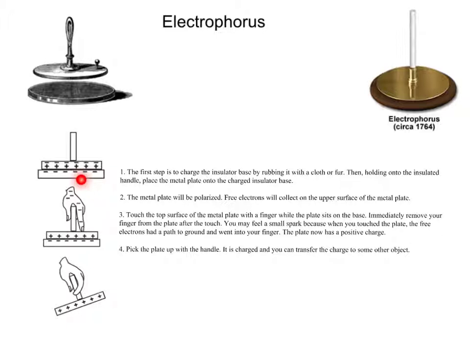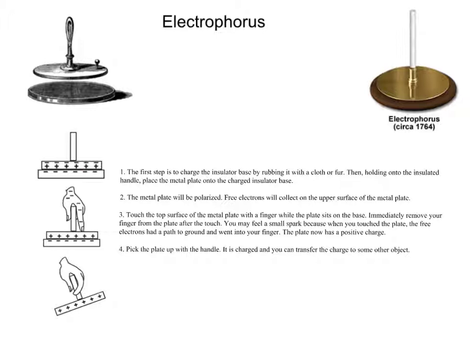For example, we could make an electrophorus very easily with a pie plate and a styrofoam cup, and then rub a piece of plastic with a cloth, and we charge up that piece of plastic. Put the pie plate on there by holding on to the styrofoam cup that's attached to the pie plate, and we'd be able to get the charge off of that piece of plastic.